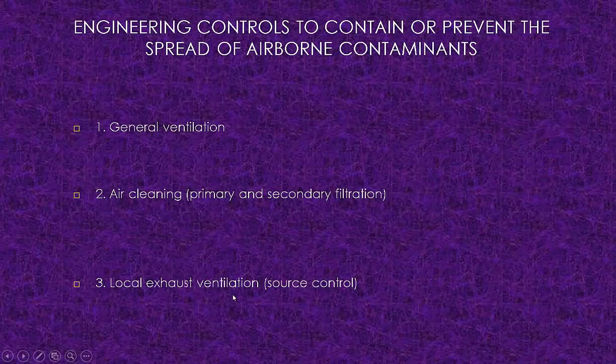So the third is local exhaust ventilation or source control. We can also exhaust the air. When we exhaust the air, these contaminants can move from this room to the environment. This is also a method that can decrease the spread of airborne contaminants.